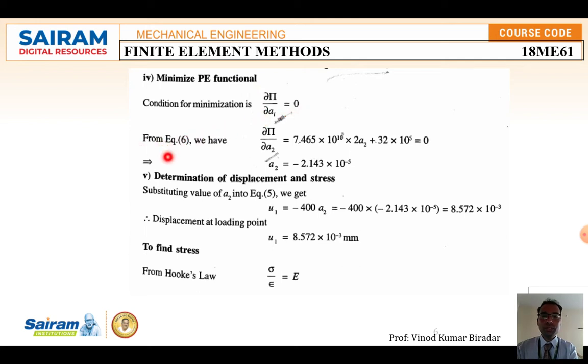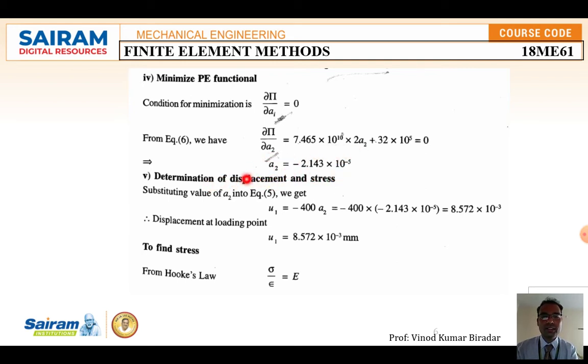Again, from the given equation, ∂π/∂A2 is equal to, differentiating with respect to A2, 7.465 × 10^10 × 2A2 + 32 × 10^5, which is equal to 0. So finally we are going to get the A2 value. Then determine the displacement and stresses.